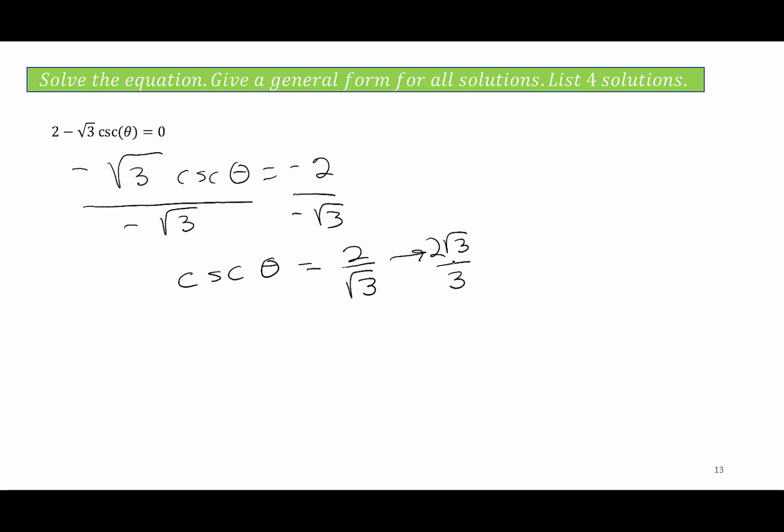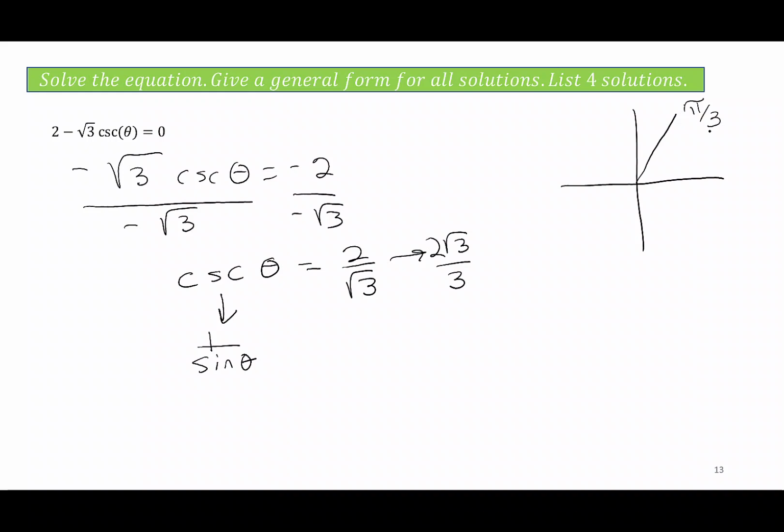rationalize the denominator. It may also help to think about cosecant as being 1 over sine of theta. That way, I can think about my unit circle and think about at what angle do I get the square root of 3 over 2. Square root of 3 over 2 would be up here at pi over 3. Sine of pi over 3 is the square root of 3 over 2, which says cosecant of pi over 3 is 2 over the square root of 3.